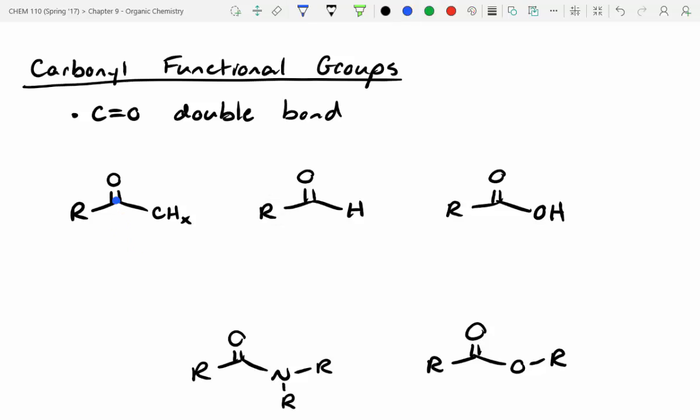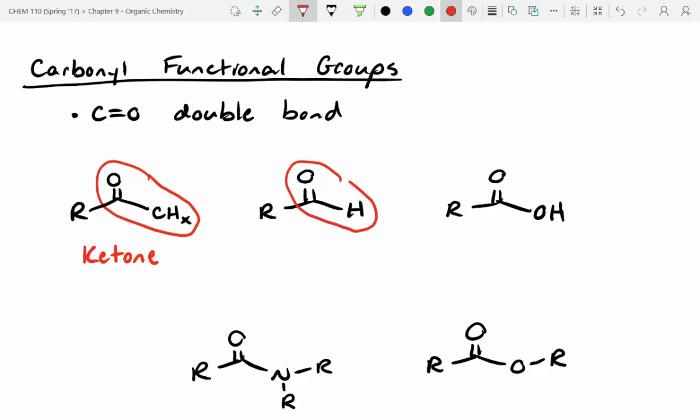Okay, so let's go back and name these now. This first one is referred to as a ketone. That's where you have a carbon directly attached to a CO double bond. The next one is where you have a hydrogen attached to a CO double bond. This is referred to as an aldehyde. Next one is where you have an OH directly attached to a CO double bond. This is referred to as a carboxylic acid.